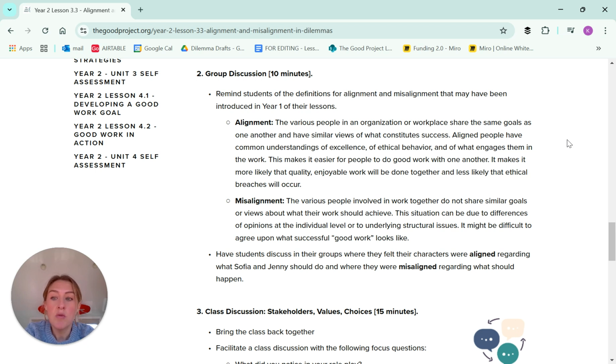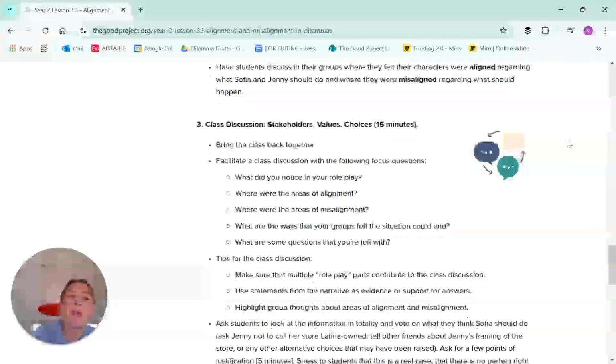So explaining this to students is a really helpful way to frame everything for them. And then you can have students discuss in their groups when they felt that their characters or their assigned roles were aligned regarding what Jenny and Sophia should do, and then where they might be misaligned regarding what could happen.